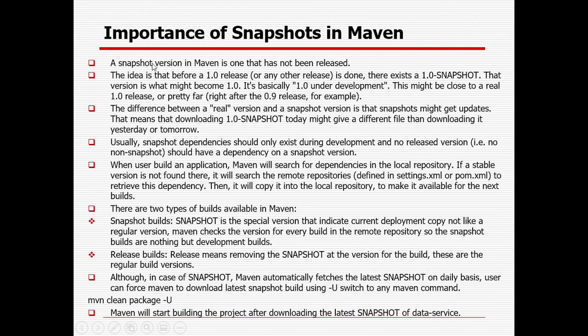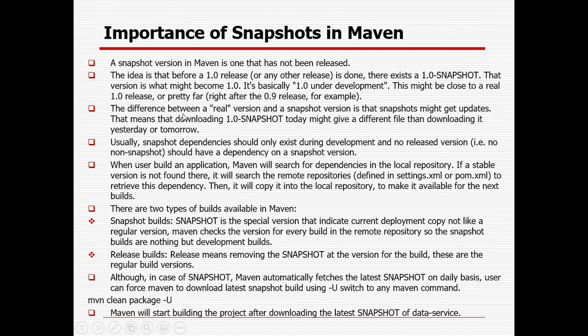A snapshot version in Maven is one that has not been released. The idea is that before the 1.0 release is done, there should be a 1.0 snapshot. That version might become 1.0. It's basically 1.0 under development, or WIP. This might be close to a real 1.0 or pretty far. Maybe it can take even 1 week, 1 month also, right? From 1.0 snapshot to 1.0 version.